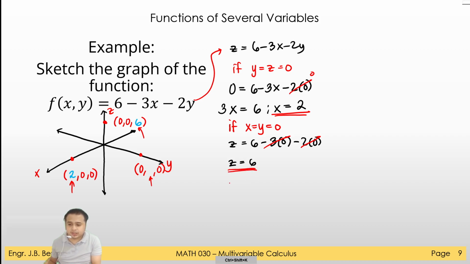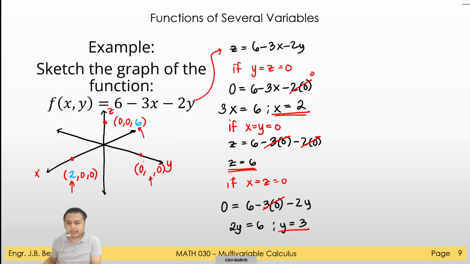And then if x and z are equal to 0, we have 0 is equal to 6 minus 3 times 0 minus 2y. So this will be 0, and then we have 2y on the left hand side is equal to 6. So y is equal to 3. So we have here 3. Therefore, what does this mean? We have a surface that has these intercepts.